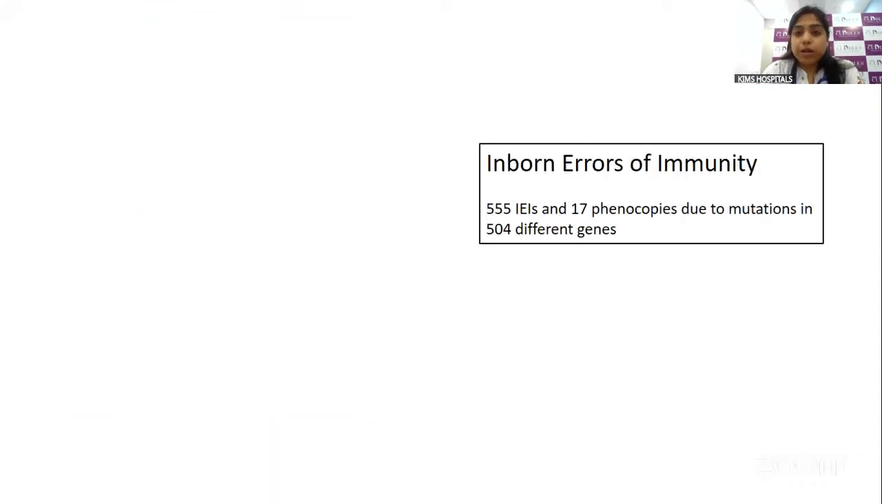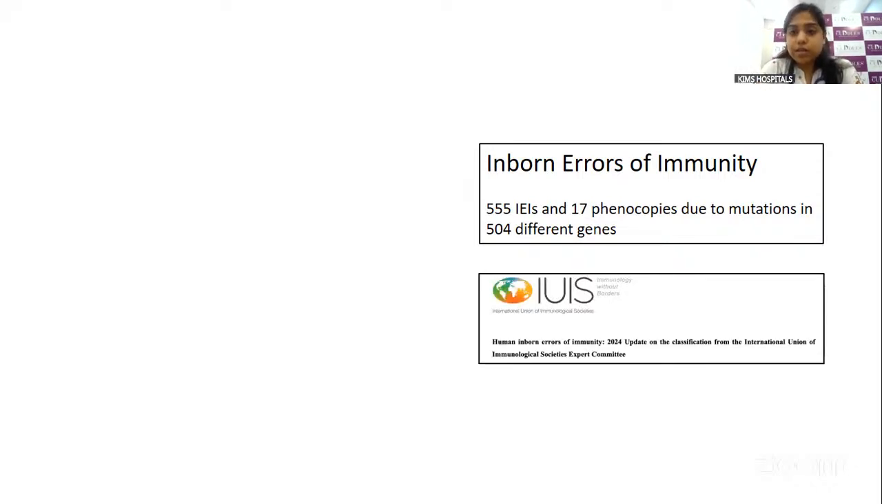Is it still called PID? No. Nowadays it's called inborn errors of immunity, and there are 555 inborn errors of immunity, and 17 phenocopies due to a total of 504 different mutations, as published in the IUIS's recent 2024 update. Why has the name been changed? Because it's not just an immunodeficiency, it's immune dysregulation. Sometimes there can be upregulation, and sometimes dysregulation. It's not always a deficiency. That's why it's called inborn errors of immunity, not primary immunodeficiency.